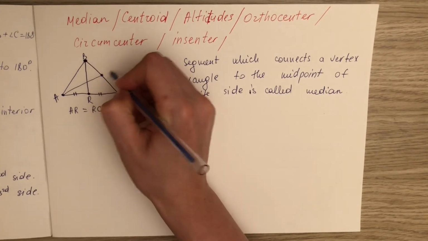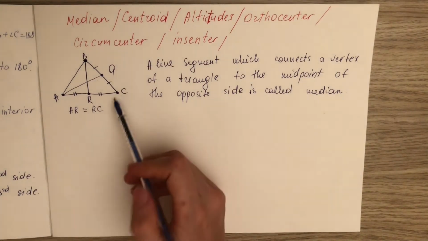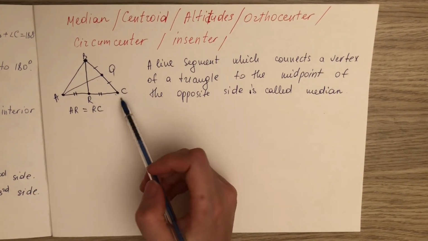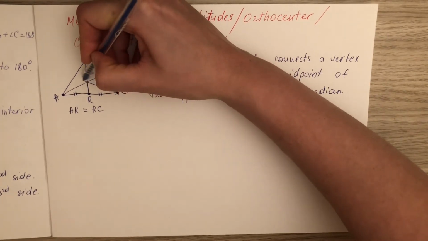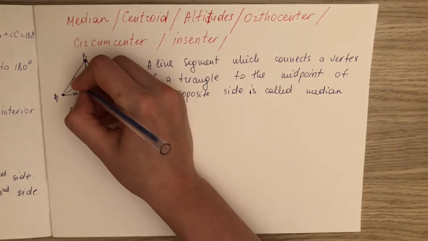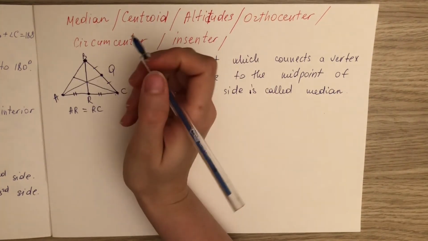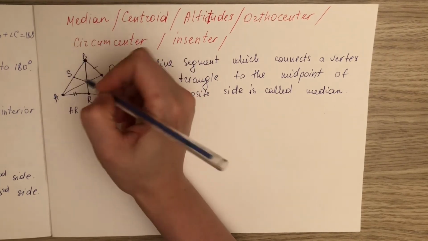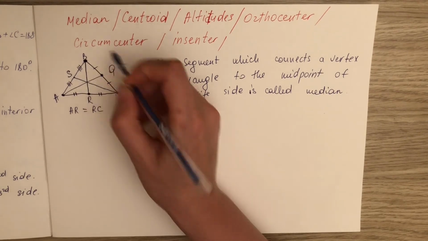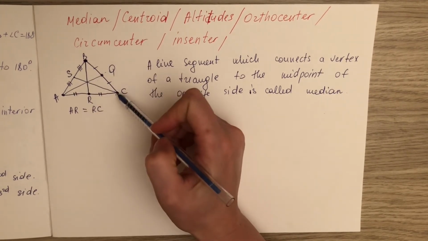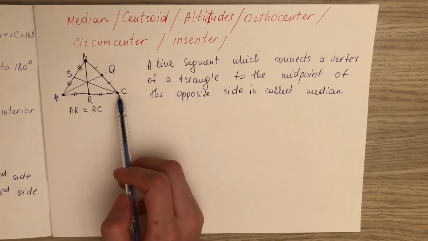Let it be Q. This is also equal. And let's join the vertex C with the opposite side AB, the midpoint of AB, and let it be S. Okay, AS is equal to SB. BQ is equal to QC, and AR is equal to RC.